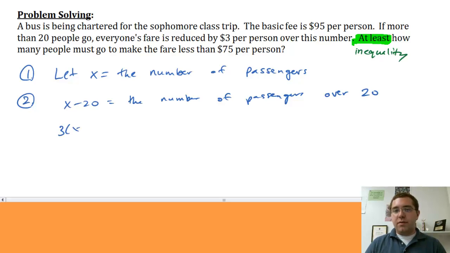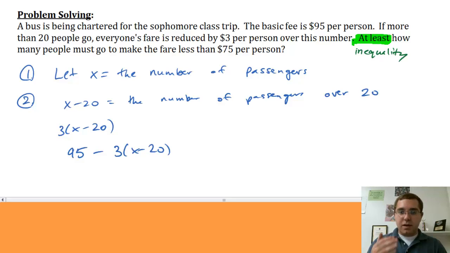If there are x minus 20 passengers over 20, and I multiply that by 3, that's how much I get to take off the price per person. If there are 22 people, I get to take off 2 times 3, which is 6. So 3 times x minus 20 is how much I get to take off. But I'm taking that off of 95. So 95 minus 3 times x minus 20 is how much money I'm paying per person if I have more than 20 people.